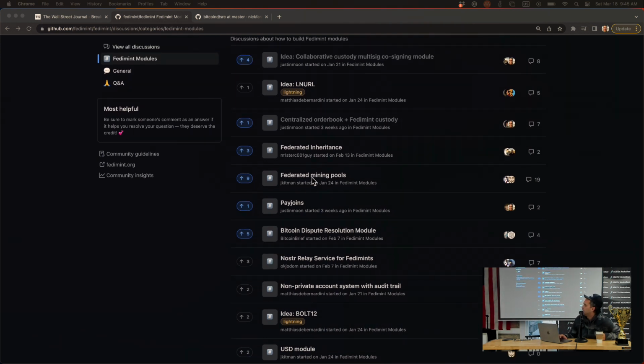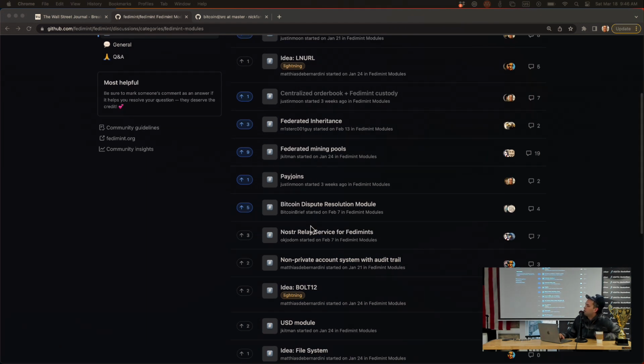LNURL basically doesn't work in a federation, because you need some way to provide a public key that could be threshold signed by the federation to prove that the federation authorized it. So LNURL does not work with federations, sadly, but Bolt 12 does. That would actually be an interesting idea. You could do a Bolt 12 module right now, but you could only have one party running it unless you also figured out how to threshold sign Schnorr signatures.